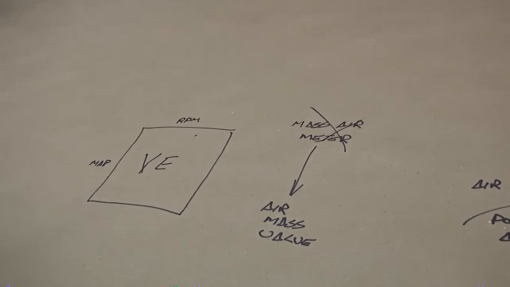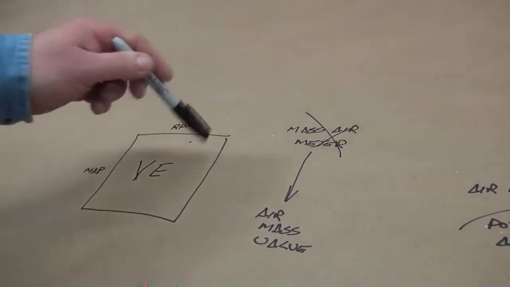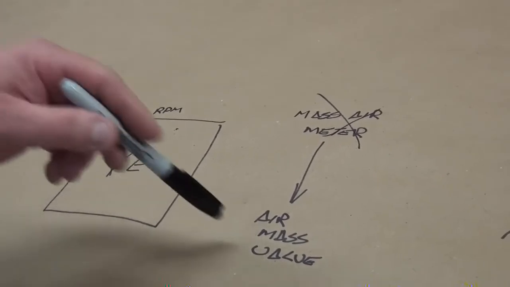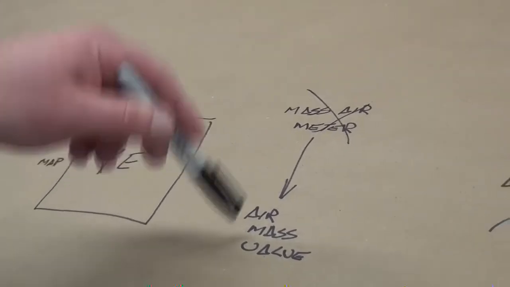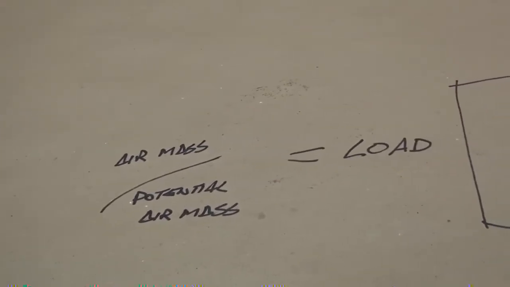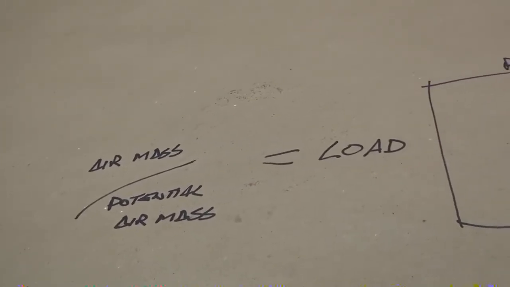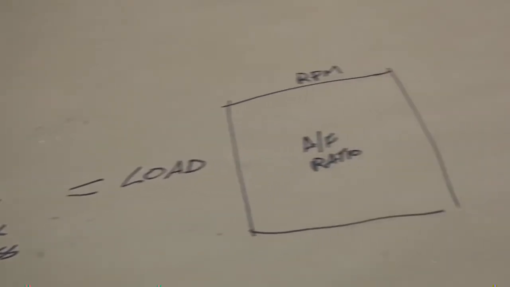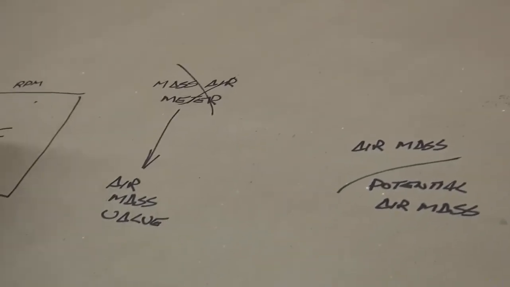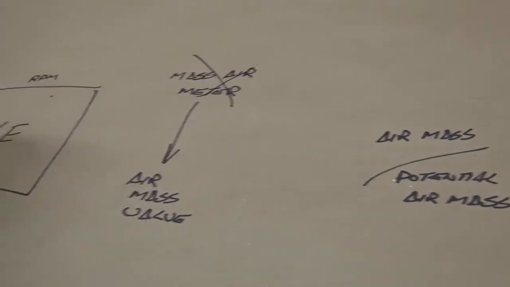and we're going to attempt to fill all the values in this VE table with values that will give us a correct air mass value so that we can then do all of the same calculations we would do with mass air. It's really the only difference between mass air and speed density, is that we do not have an air mass value that has been measured. We have to calculate an air mass value using a VE table.